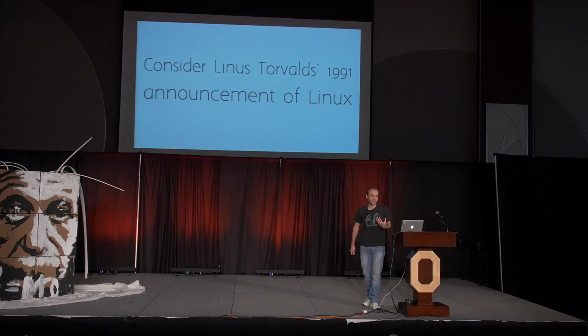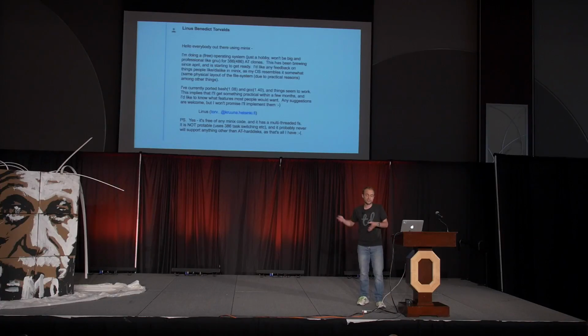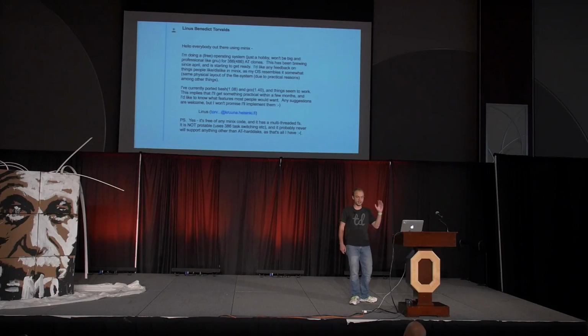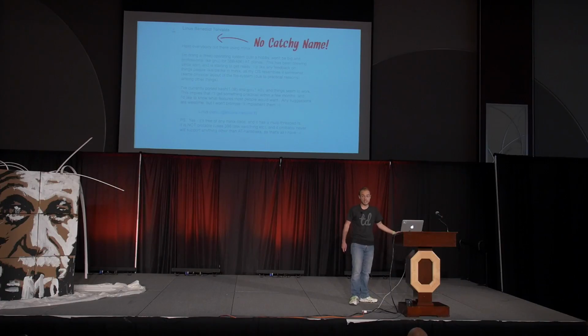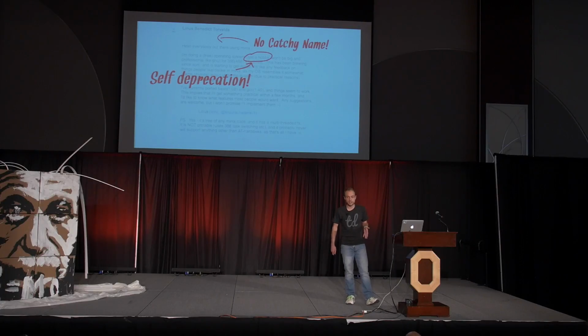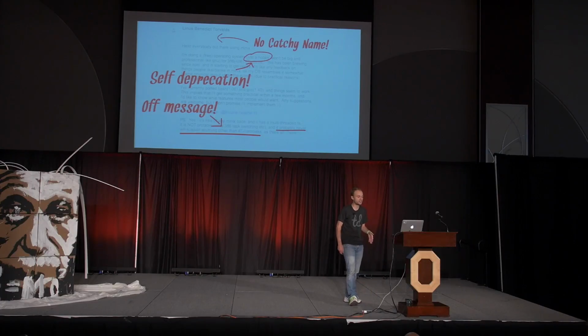If you look at how Linus Torvalds announced Linux in 1991 to the Minix user group, this is the email that announces the existence of the Linux operating system. It's perfectly fine, but there's no catchy name. He didn't name it in the email. It's bad marketing. He makes a self-deprecating remark right away that it's just a hobby. And he goes off message and says it's only going to work on this really niche hard disk that nobody else owns. Terrible marketing, right?